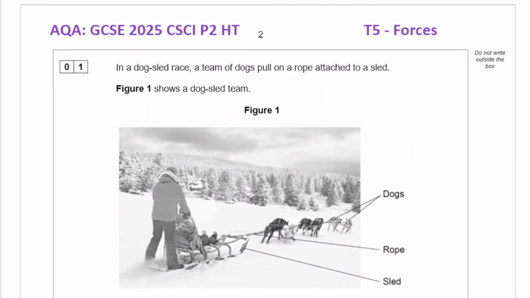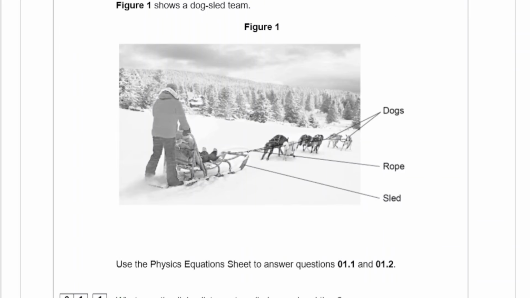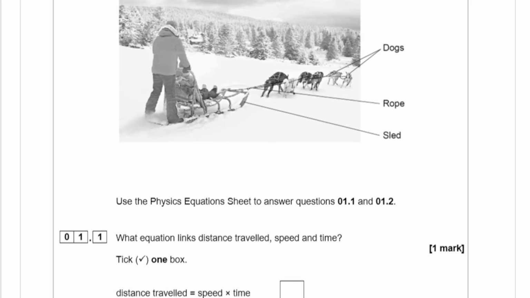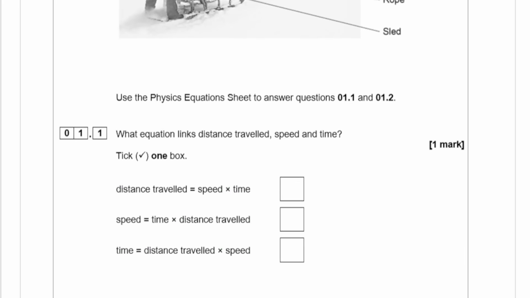In a dog's sled race, a team of dogs pull on the rope attached to a sled. So you have a picture of the dogs pulling the sled and the rope, all three labeled. Use the physics equation sheet to answer questions 1.1 and 1.2. What equation links distance traveled, speed and time? Now you know that the equation that links all three of them is the speed equation.